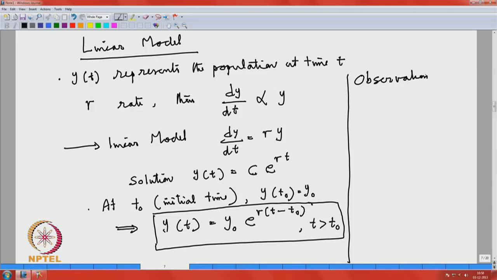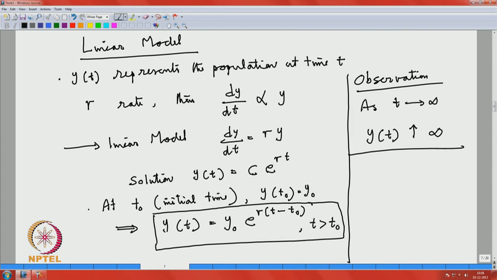So you see an immediate observation here, which you can prove mathematically, of course, easily. As t tends to infinity, your population y(t) increases to infinity, but this is not a desired state of affairs.